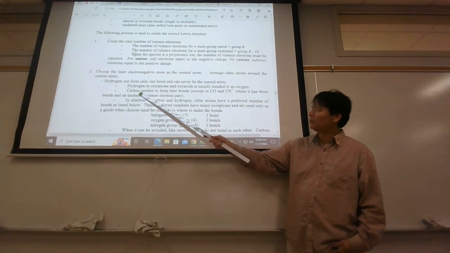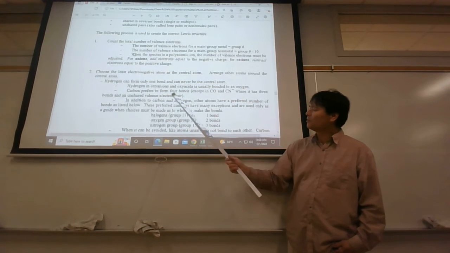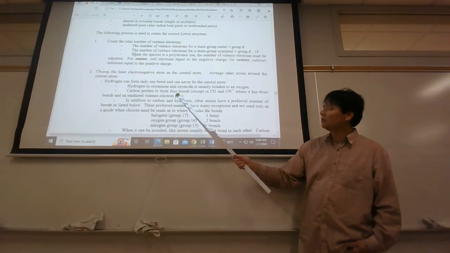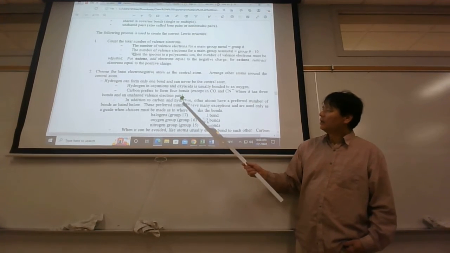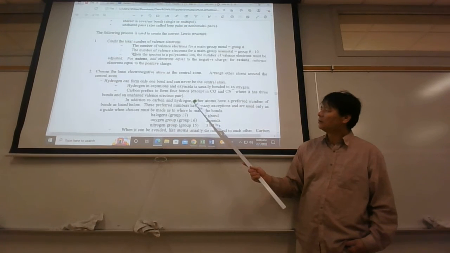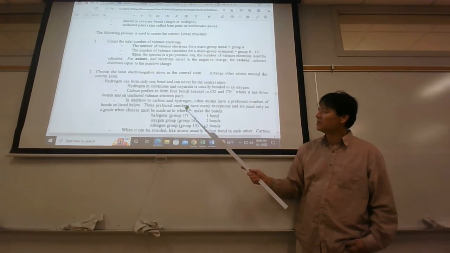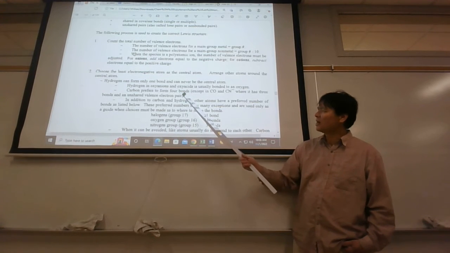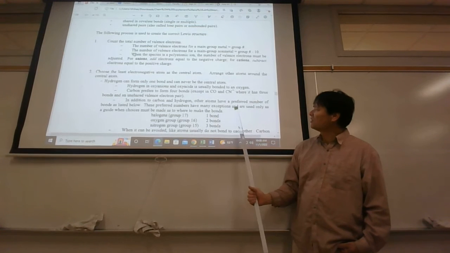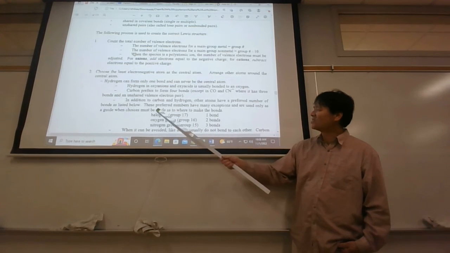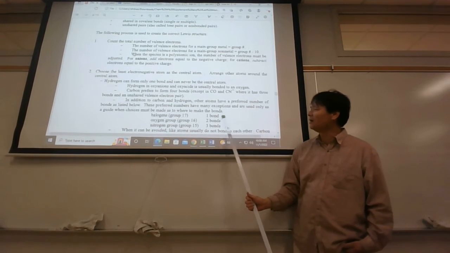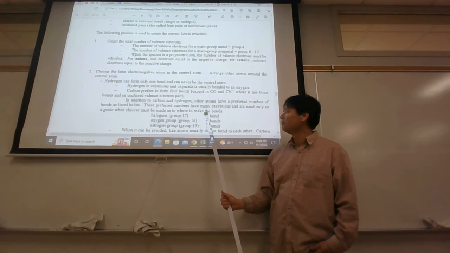Hydrogen-carbon bonds are non-polar covalent bonds. Carbon prefers to form 4 bonds. These 4 bonds could be 4 single bonds, 1 double bond and 2 single bonds, 2 double bonds, or 1 triple bond and 1 single bond. So any combination of that would be technically 4 bonds. In addition to carbon and hydrogen, other atoms have preferred numbers of bonds as listed below. These preferred numbers may have many exceptions and are used only as a guide when choices must be made.